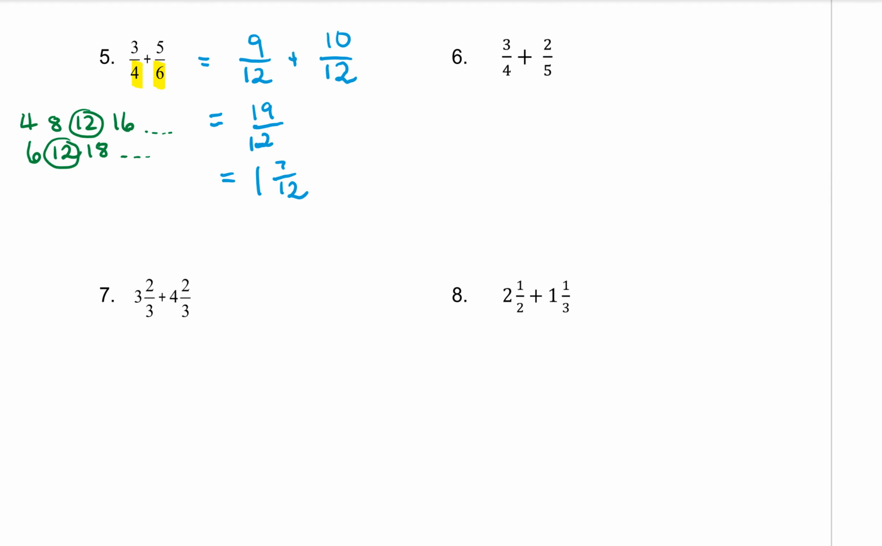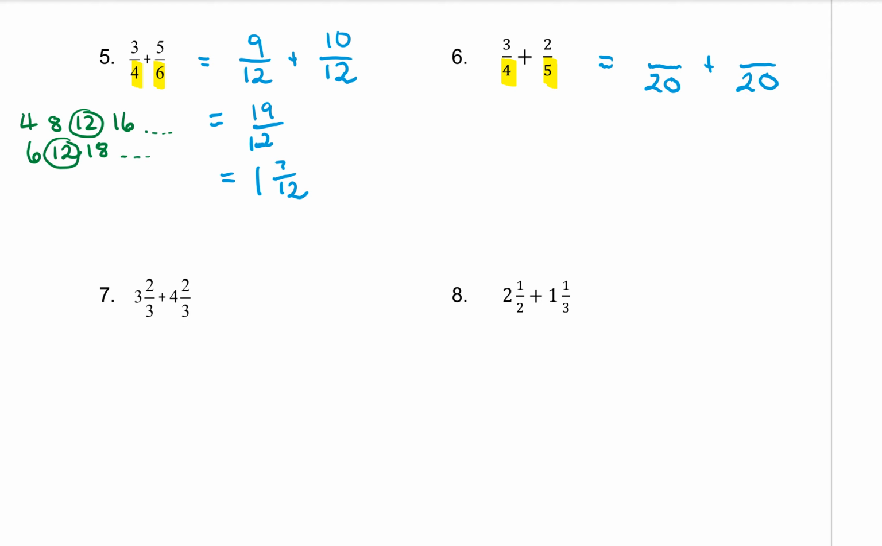Okay, let's try again for question 6. We have 4 and 5 as my denominators. The lowest common denominator of 4 and 5 is going to be 20, which is again found by just multiplying those two numbers together. So 4 times 5 is 20, 2 fractions with 20 on the denominator.